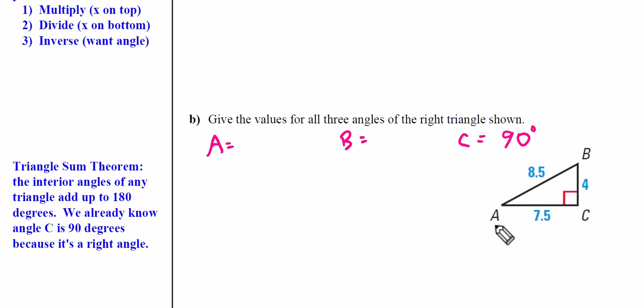I'm going to pick a corner. I'm picking this corner. So I'm going to set up like I did in problem 3, tangent A, and then I do my fraction bar. What side is opposite of this corner?